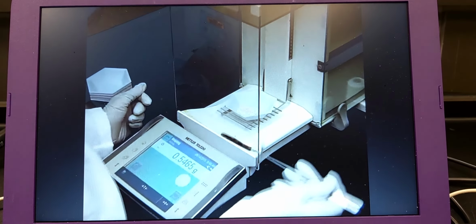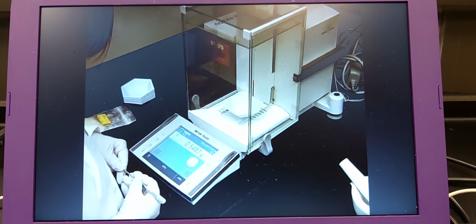Next, weigh out 0.5 grams of certified non-GMO food.